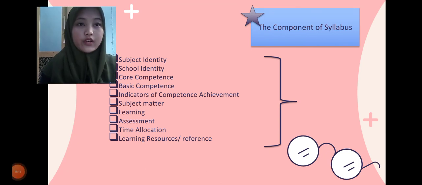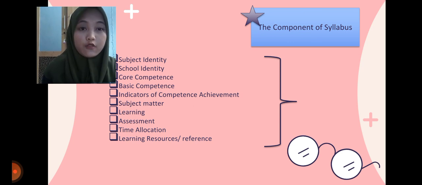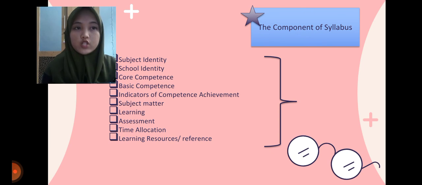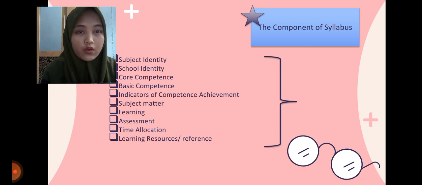And then learning: activities carried out by educators and students to achieve the expected competencies. And then assessment: the process of collecting and processing information to determine the achievement of students' learning outcomes. And then number 9, time allocation, in accordance with the number of hours in the curriculum structure for one semester or 1 year.